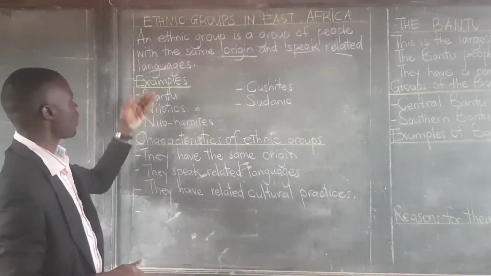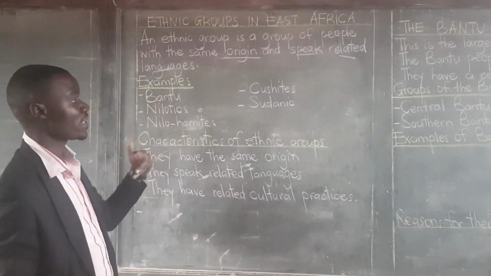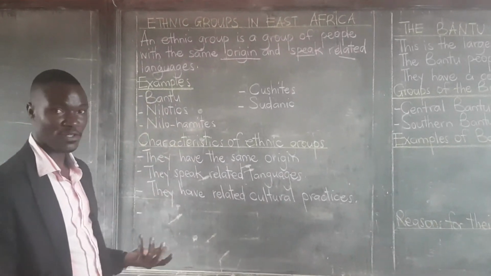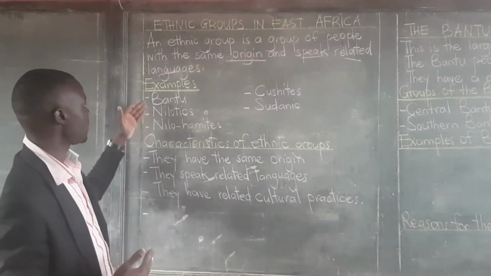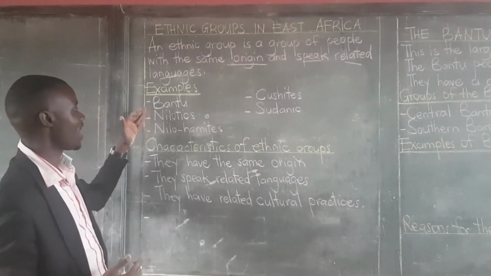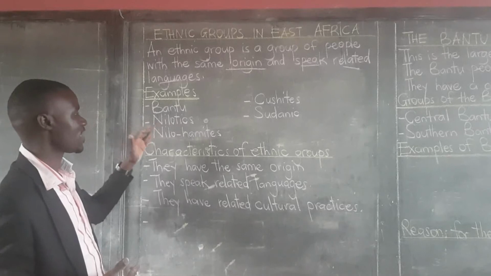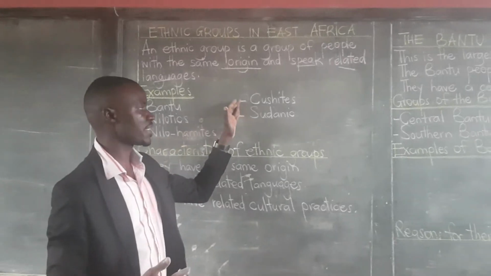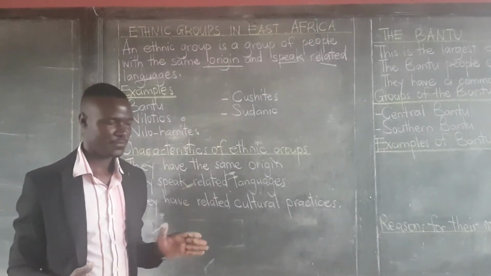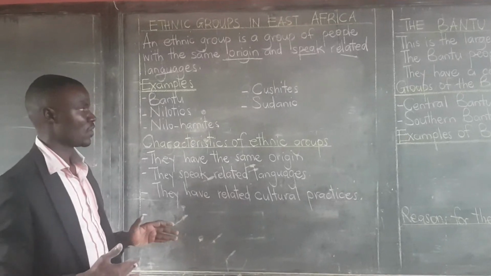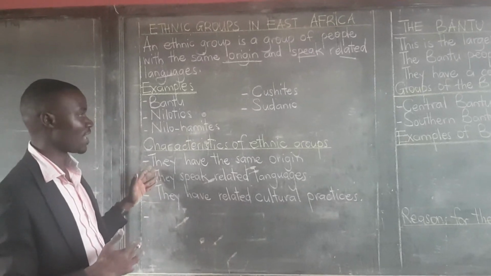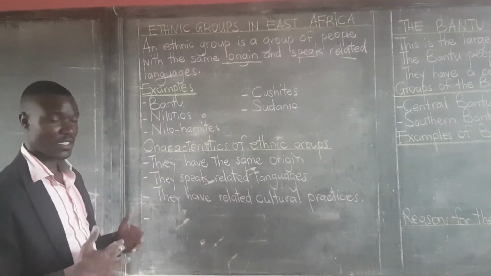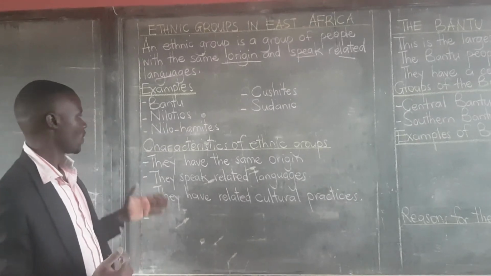But we go ahead with examples of ethnic groups that we already know. In Uganda we have the Bantu, the Nilotics, the Hamites, the Kushites, and the Sudanic people. These are the main ethnic groups we have in Uganda and in East Africa at large.